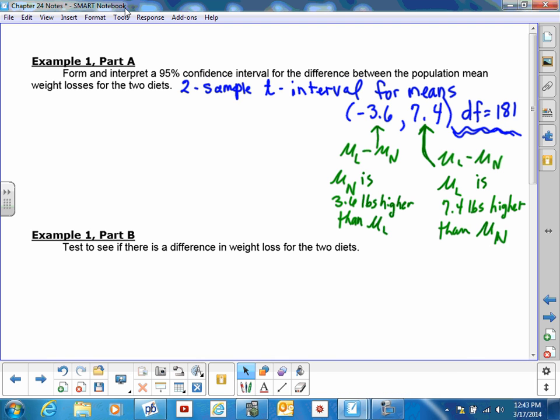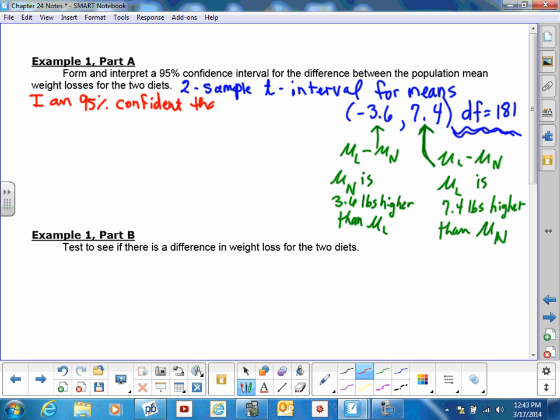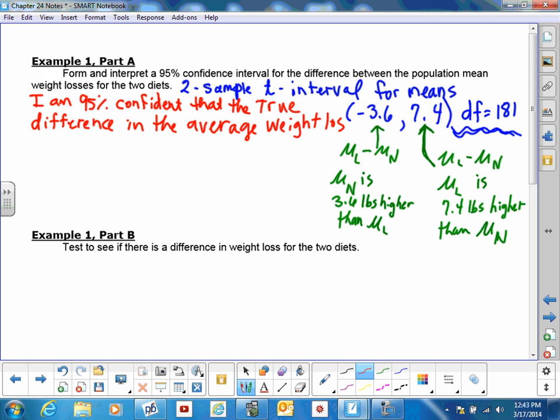So, here's how we're going to write our conclusion. I am 95% confident that the true difference in the averages, or average weight loss, of the two groups.